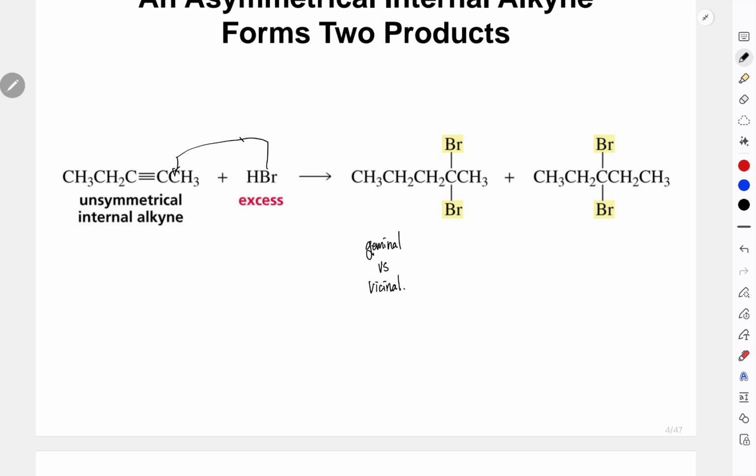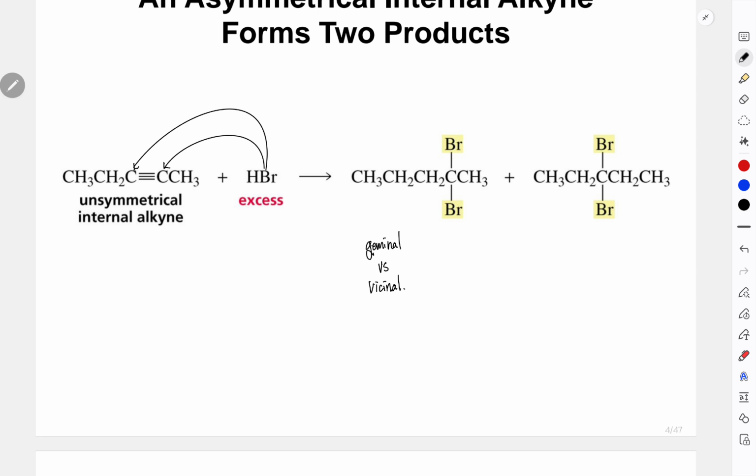And this is a symmetrical internal alkyne case. In this case, this is symmetrical, right? Doesn't matter, right, which carbon the bromo group attaches to, it will give you the same result. That's why you're getting the single product, the geminal dibromide.